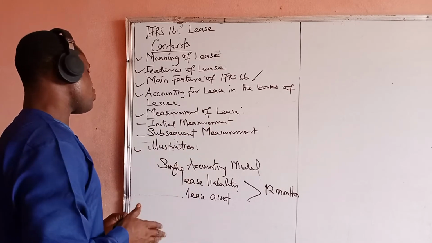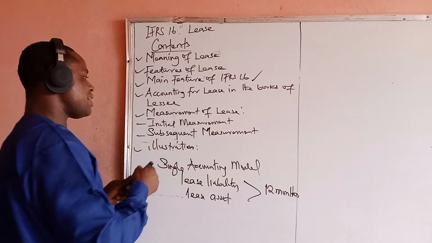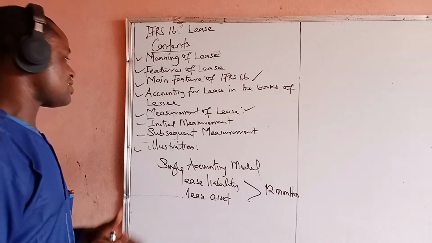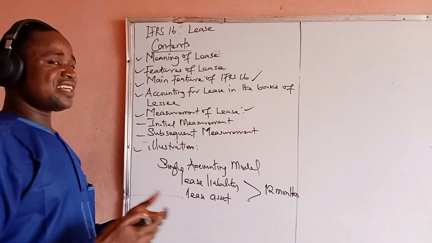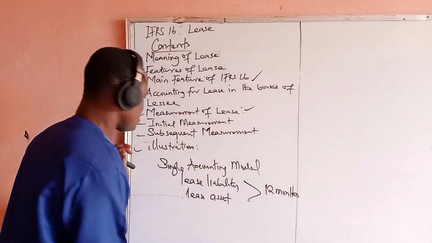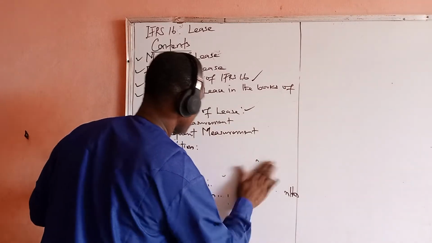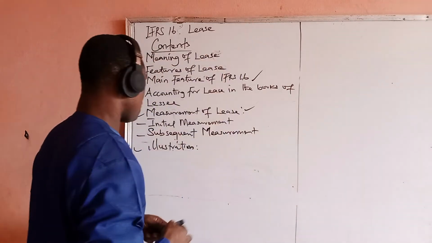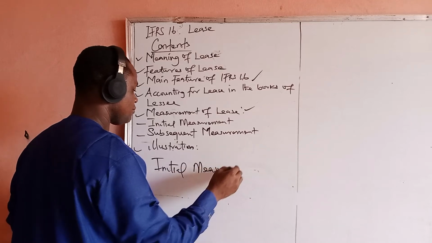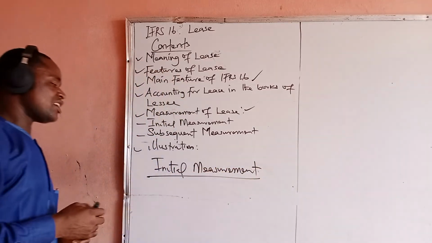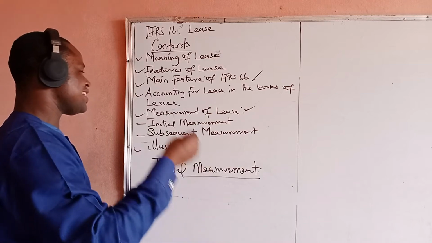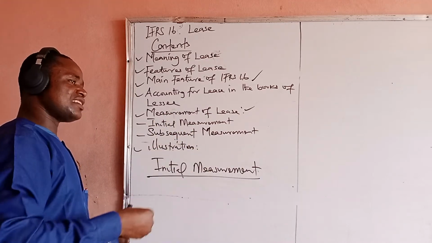So that now takes us to lease measurement. Just like our IAS 16 on PPE, it's the same thing. Here we have initial measurement and subsequent measurement. Now, under initial measurement, here we are saying for the very first time, how is the lease liability determined and the lease asset determined? The value of the lease asset.